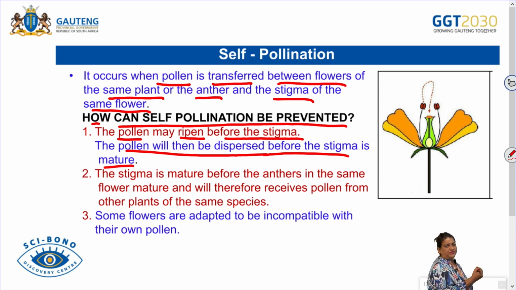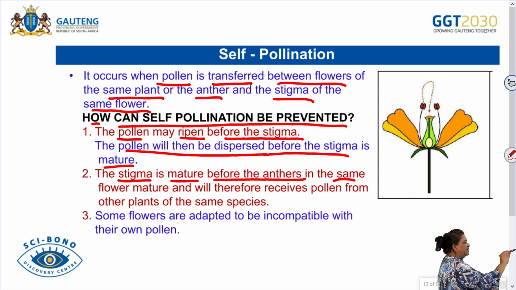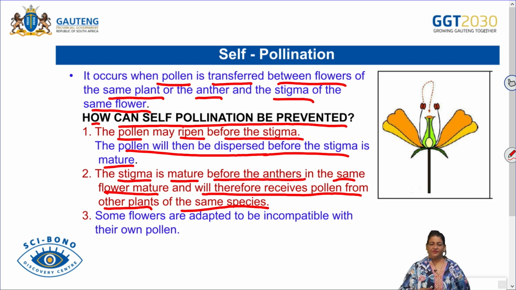The second way to prevent self-pollination is that the stigma is mature before the anther in the same flower, and will therefore receive pollen from other plants of the same species. So there are two ways in which self-pollination can be prevented. One, in the same flower, the anther will ripen before the stigma, right? So the pollen from that anther won't fall. Even if it falls on that stigma, there won't be fertilization because the stigma is not yet mature and sticky to receive that pollen.